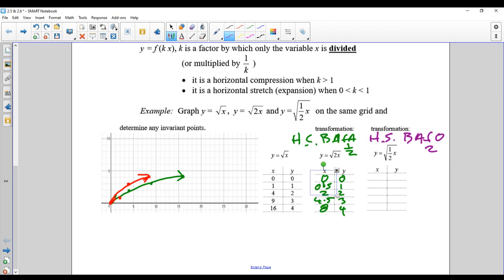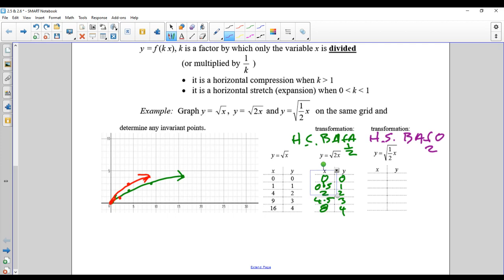Help me out now. What's going to happen in my table? What happens to my x's? What happens to my y's? I want to see some participation, especially up in the front of the room. Go ahead, Ron. X is going to be divided by 0.5. Okay, another way of saying divided by 0.5 is what? Multiplied by 2, exactly. All my x's get multiplied by 2.